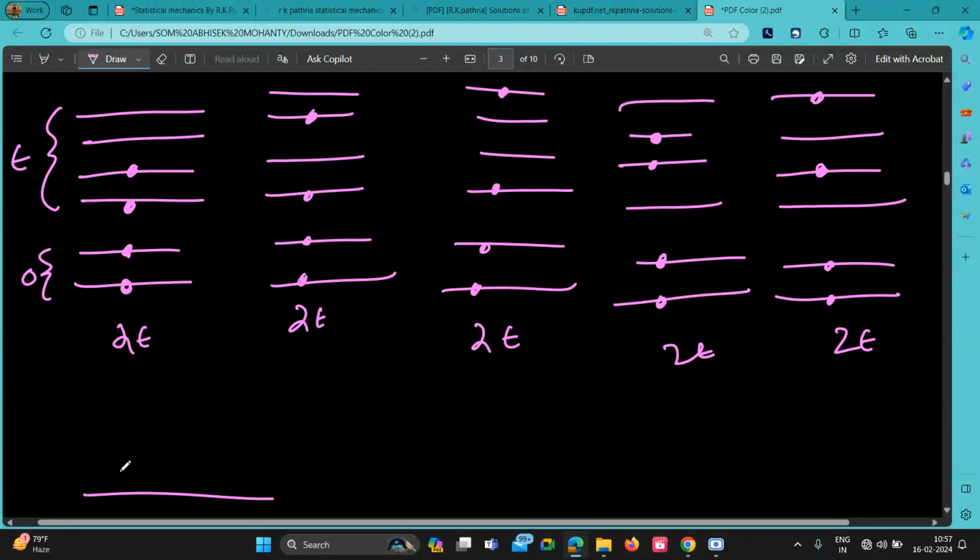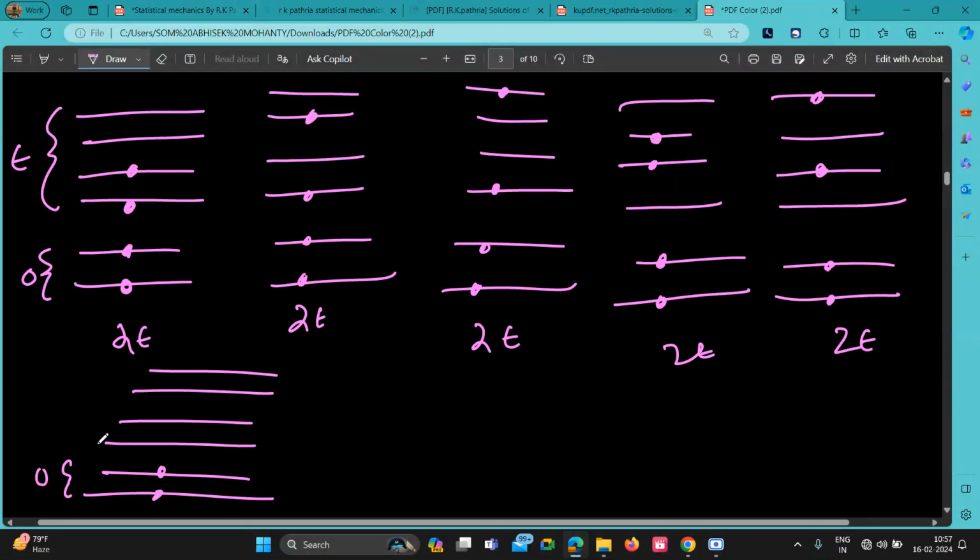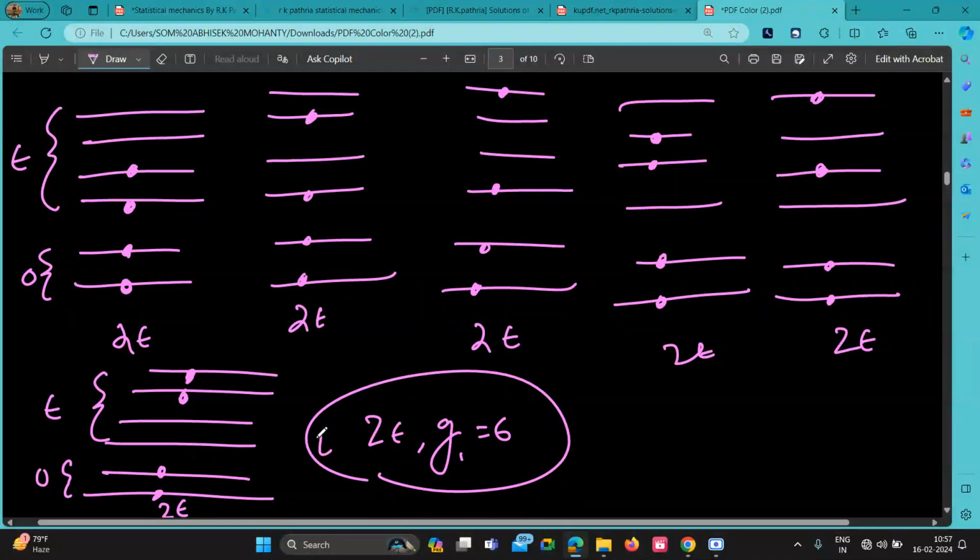Two zeros, and these two. So this is also your 2 epsilon. So there are 6 values of 2 epsilon. That means 2 epsilon has degeneracy 6. This is your energy, and degeneracy is 6. We found out there are no more arrangements you can do in the energy 2 epsilon. Then let's try more.